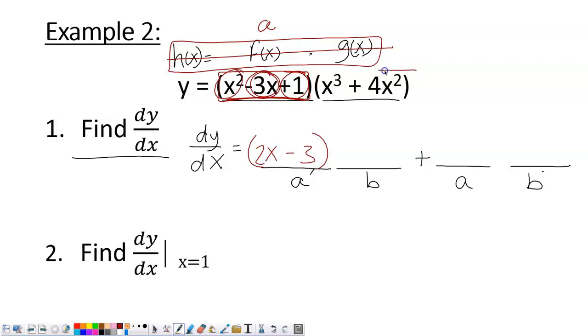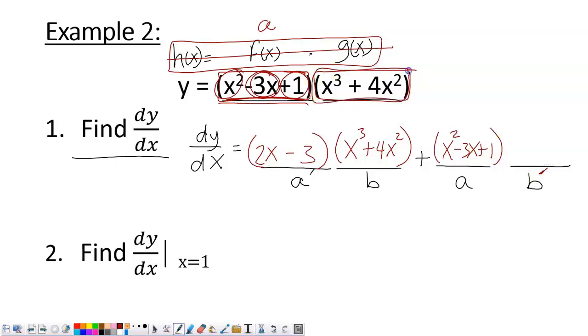Next, we're going to do B. But notice that this is just regular B, it's not B prime. So all we're going to do is we're going to put that there. Okay? Next, we're going to put A again. So this time it's just normal A. So in other words, we're not going to take its derivative. We're just going to write it exactly as it appears. And then we're going to put B prime. I should say prime there.